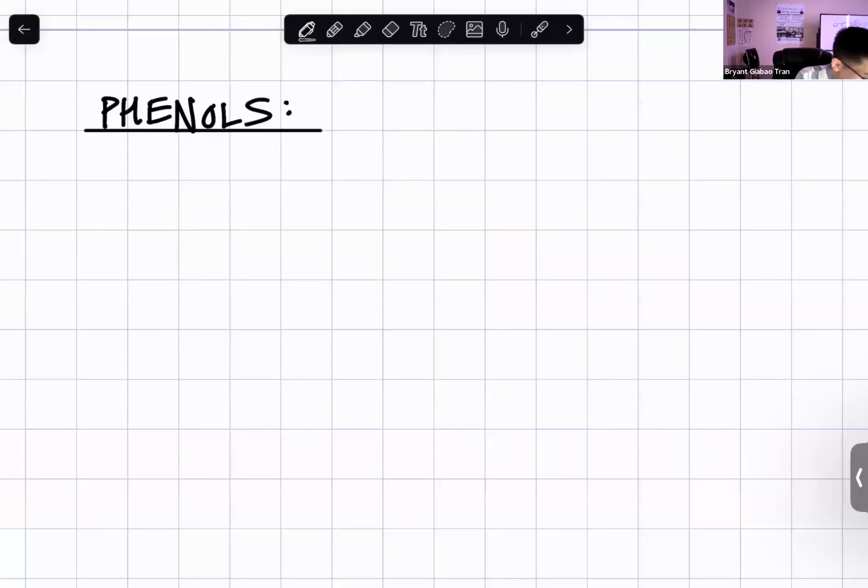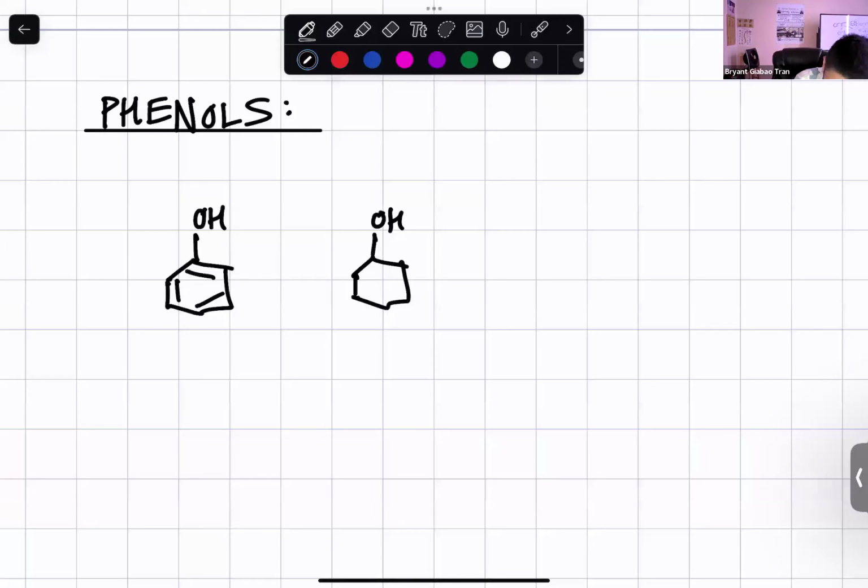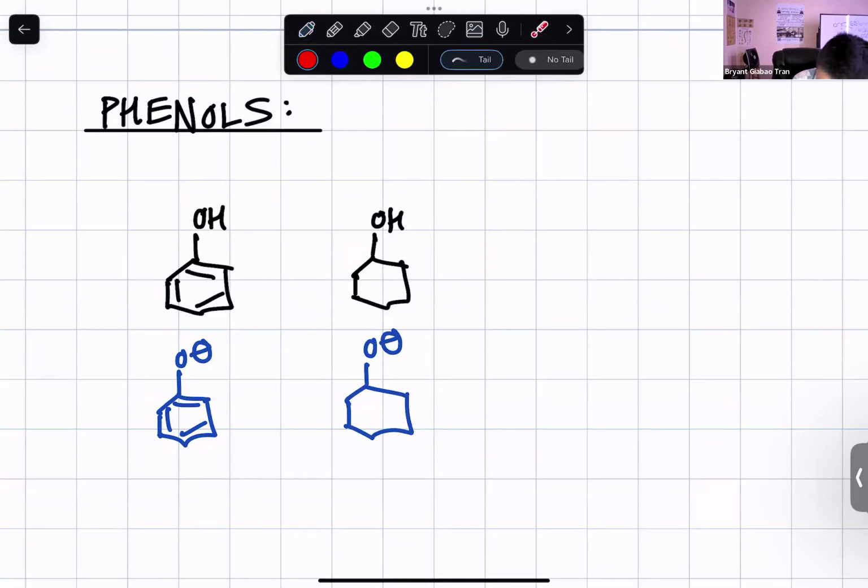So let's do phenols. I think nomenclature is more straightforward, you could practice that. But for acidity of phenols, we kind of went over this last time. Phenols are more acidic than cyclohexanols because their conjugate base is more stable, right? If I were to draw out the conjugate base of a phenol, this negative charge on the oxygen is more stable than the negative charge on this oxygen over here, right?